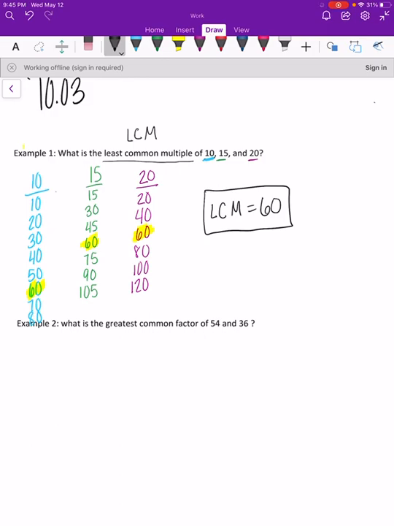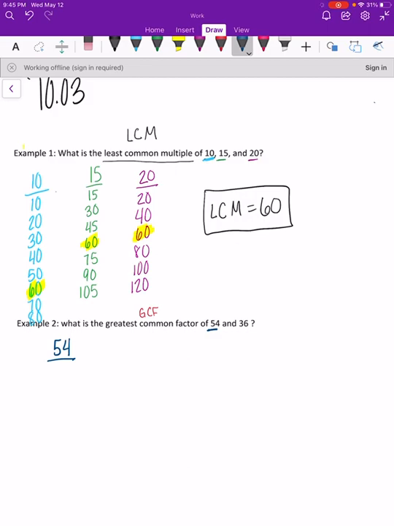Okay, example number 2 is what is the greatest common factor, which we call GCF, of 54 and 36. So factors are a little bit different than multiples. We'll do 54 in blue. Factors are the numbers that multiply to that number. So I can't count by 54s. I need the numbers that multiply to 54.